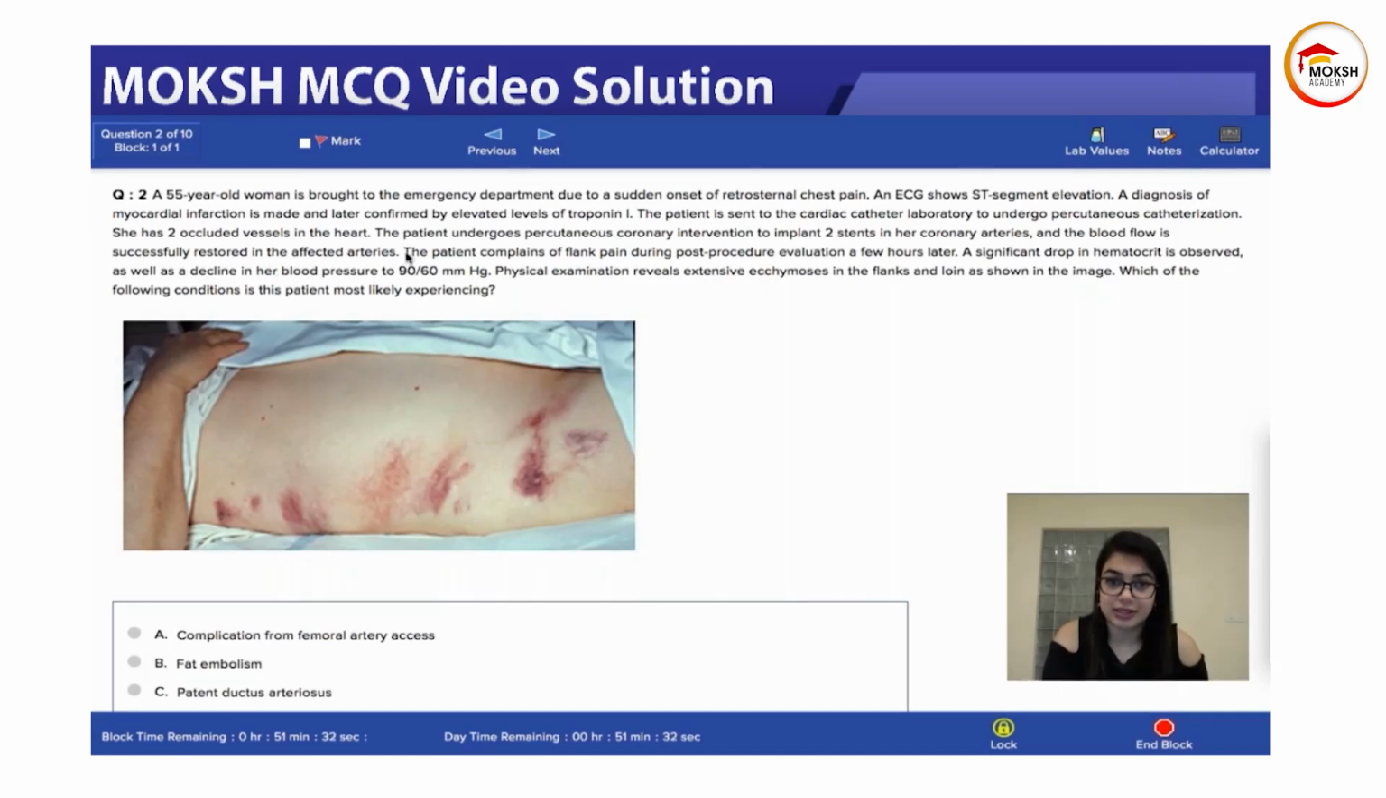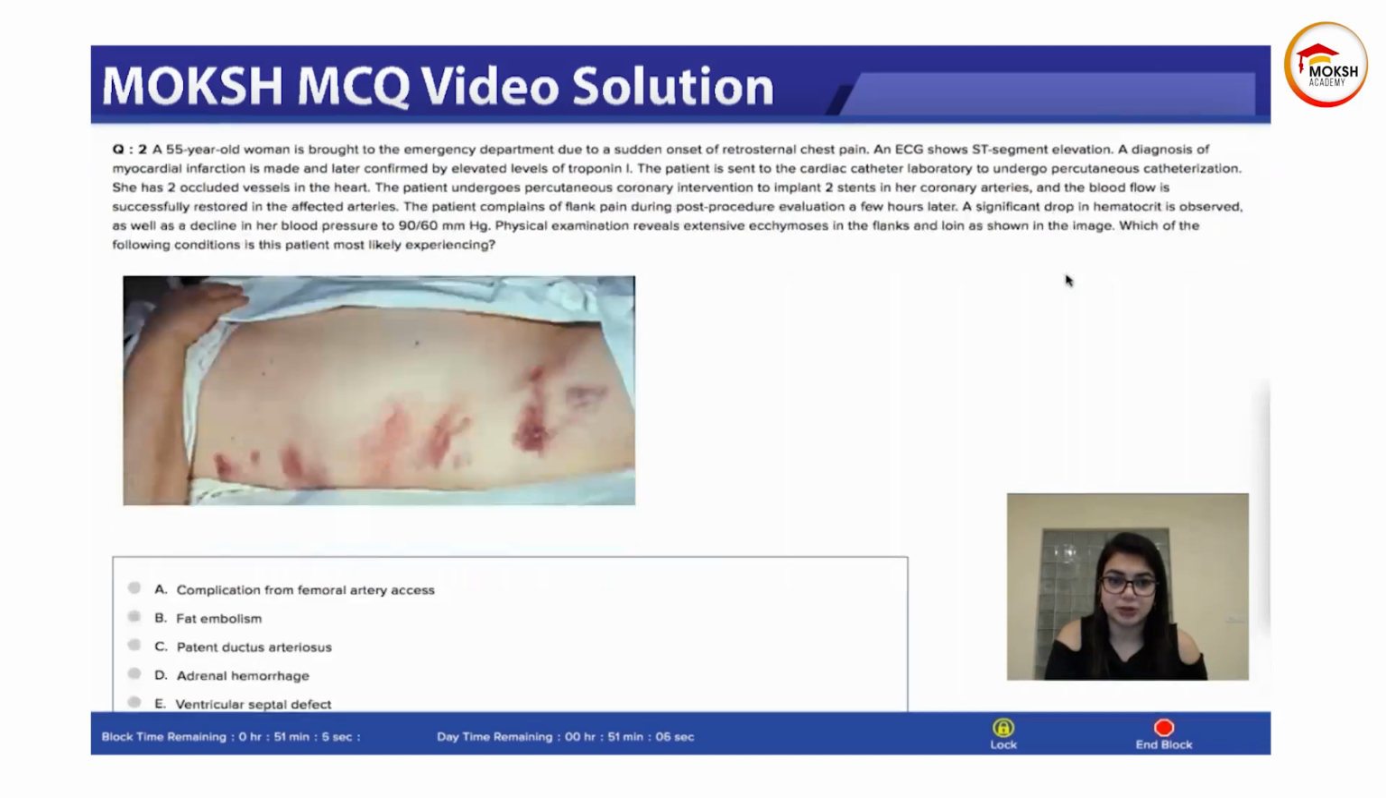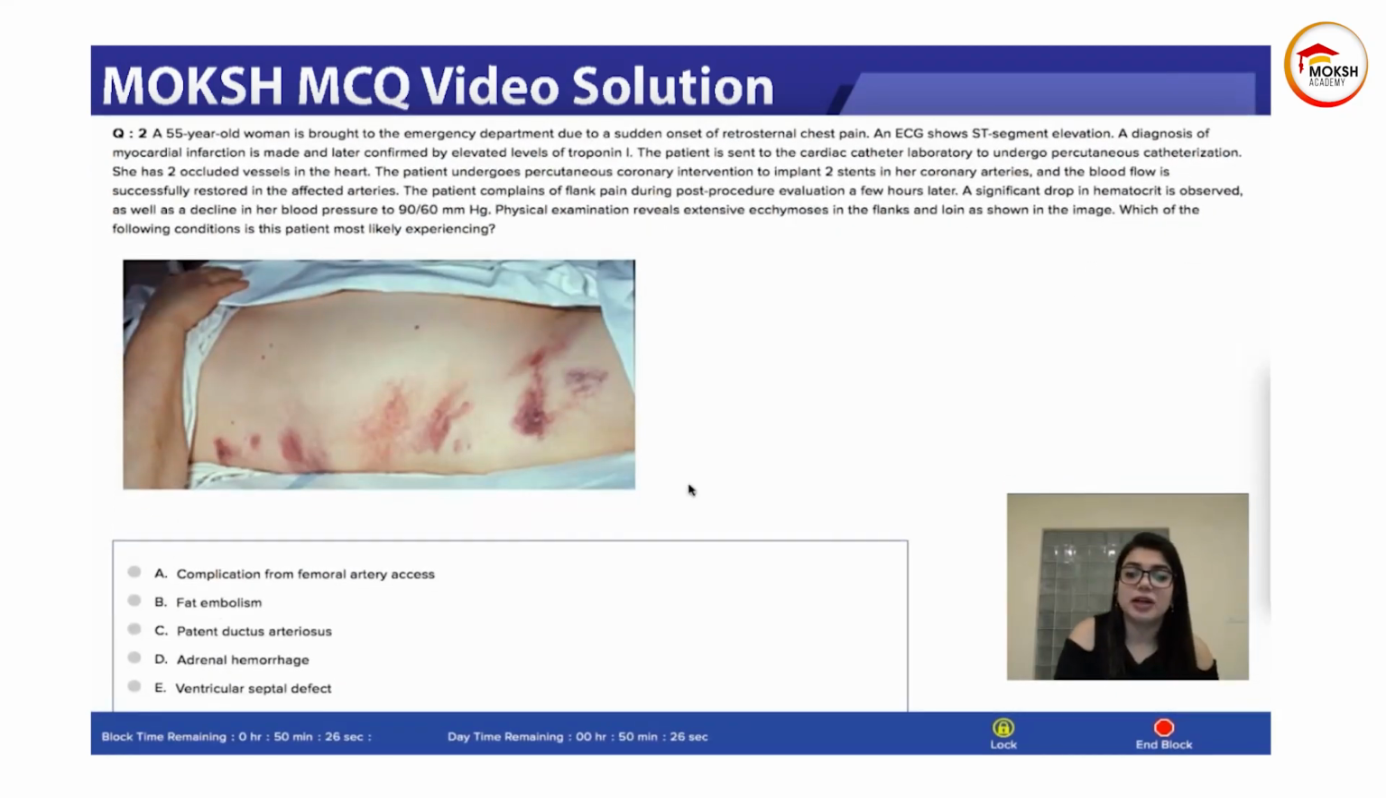the affected arteries. The patient complains of flank pain during post-procedure evaluation a few hours later. A significant drop in hematocrit is observed, as well as decline in her blood pressure to 90/60. The physical examination reveals extensive ecchymosis in the flank as well as the loin, as shown in the image. What do you think is happening here? I'll show you the options. Yeah, it was an easy one.